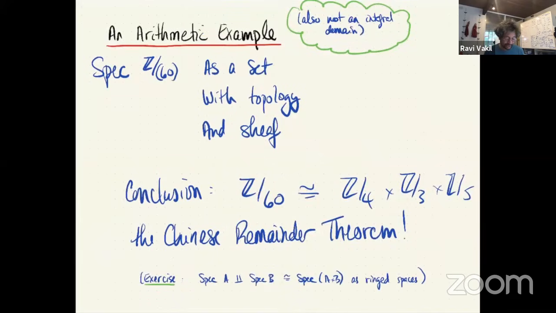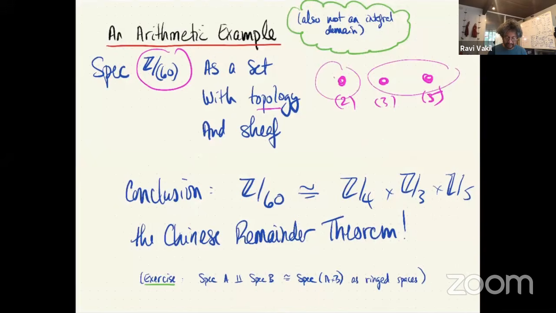But if you're more a number theoretic person, here's a different example that's also not an integral domain, which is the integers mod 60. So when I talk about spec of them, I need to tell you what it is as a set with a topology and a sheaf of functions. As a set, it's got 3 points, the prime 2, the prime 3, and the prime 5. So I'm picturing this as sitting inside Z, in spec Z. And now with the topology, if you look at where functions vanish, the function 15 vanishes on these two, but not this. So that's an open set. And similarly, that's an open set and that's an open set. So the topology is discrete.